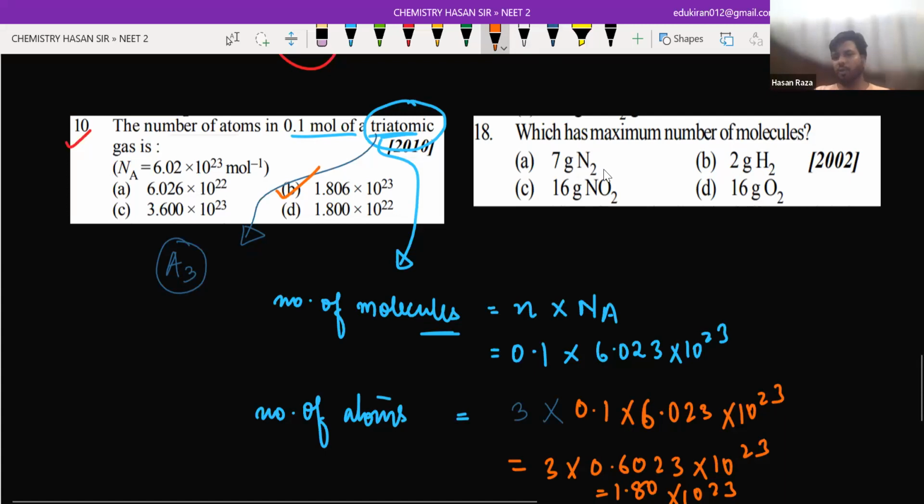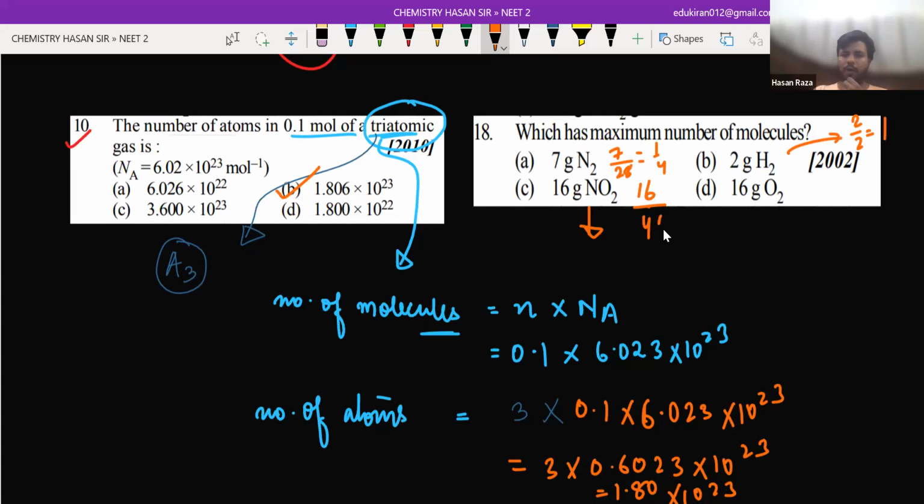Maximum number of molecules, so you need to calculate the number of moles here. Here the number of moles will be 7 upon 28, so it will be equal to 1 by 4. And here it will be 2 by 2, so the number of moles here will be 1. And here the number of moles will be 16 upon the molar mass of NO2, which is 14 plus 32, so 46. And 16 by 32 will be equal to 1 by 2. So the one with the highest number of moles is H2. So the answer will be B. Highest number of moles will have the maximum number of molecules.